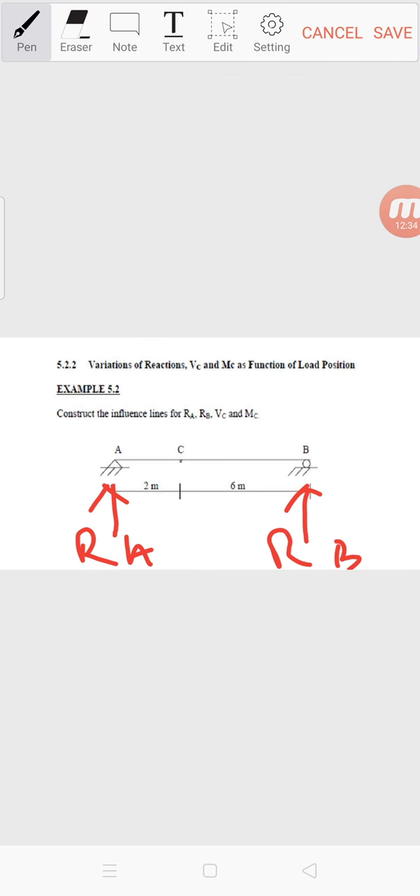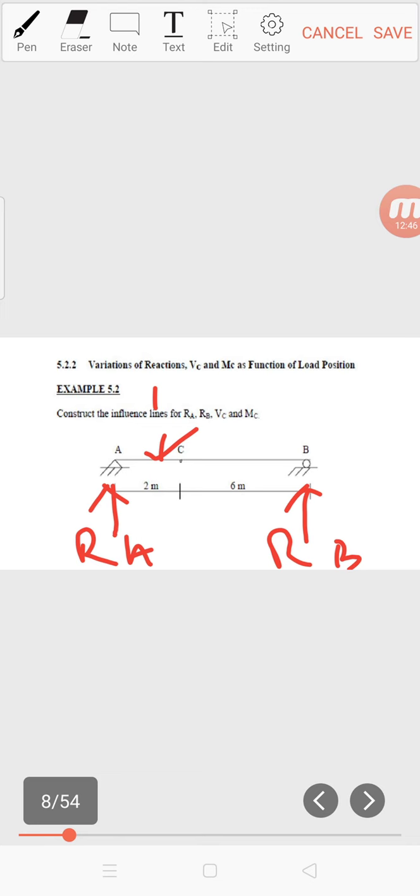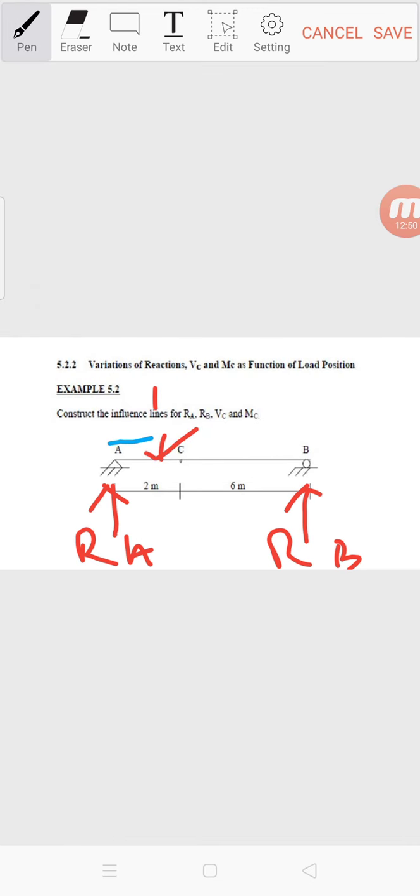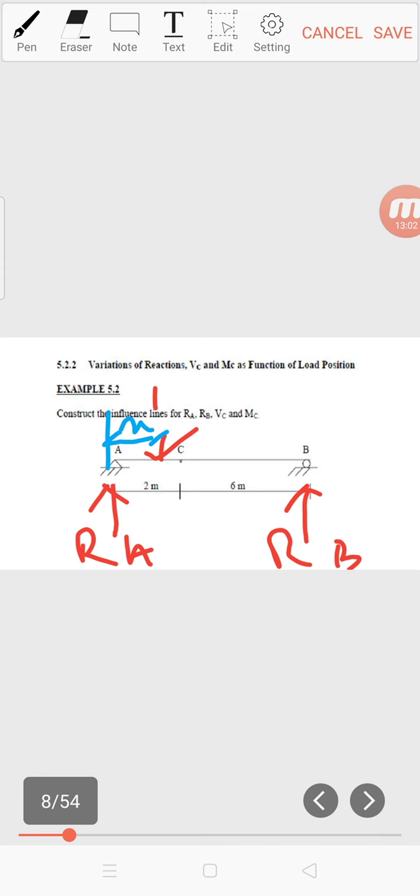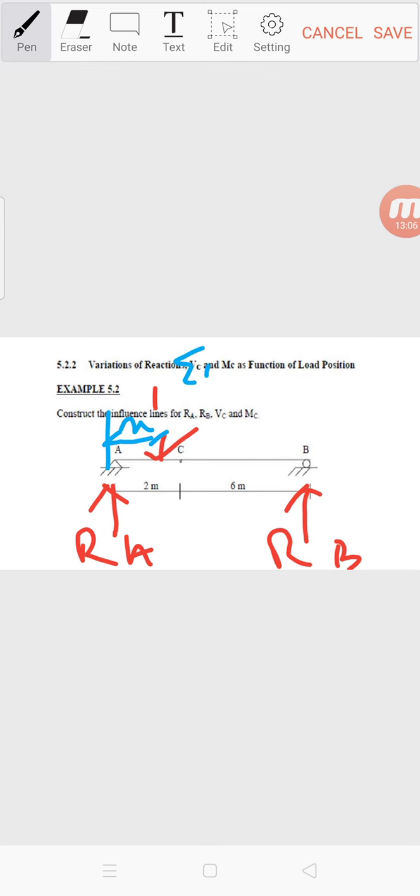Okay, don't forget we have to put one unit load at X distance from A. Okay, now we take moment at A. Moment at A, first we have 1 kilonewton times X, minus 8 RB.